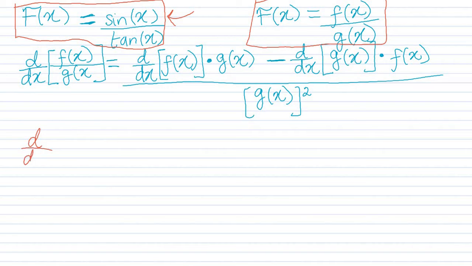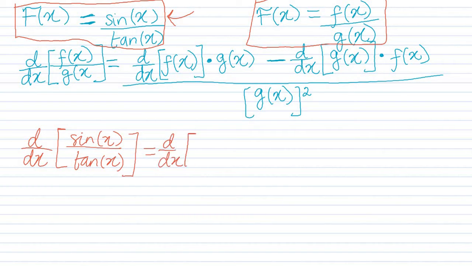So we have d dx of sin x over tangent x to be the derivative of sin x, which is f of x. So basically, I'm going to write it in black up top. f of x, the numerator subfunction, is sin x. So look at the top right hand corner of the screen. And g of x, the denominator subfunction, is tan x.